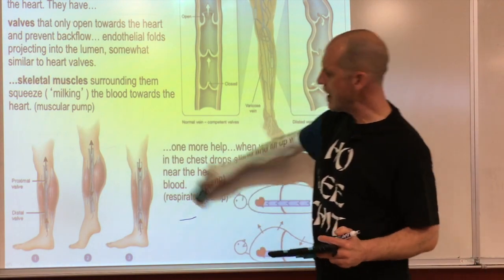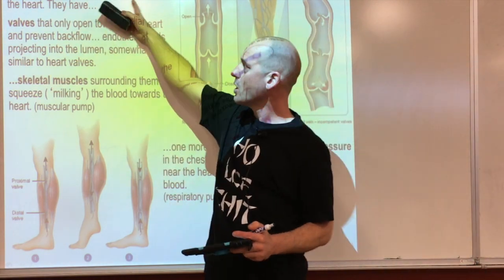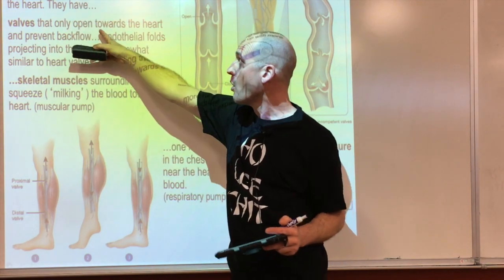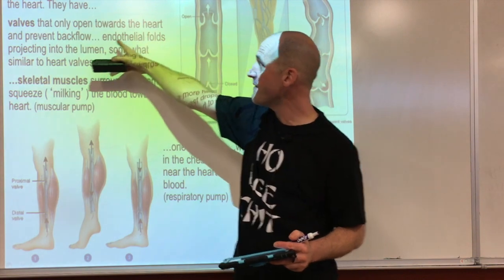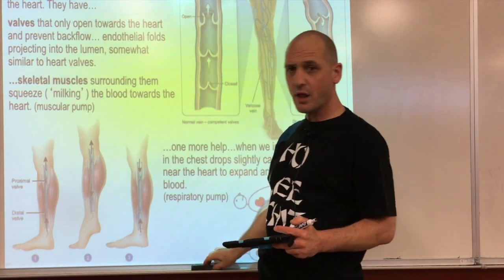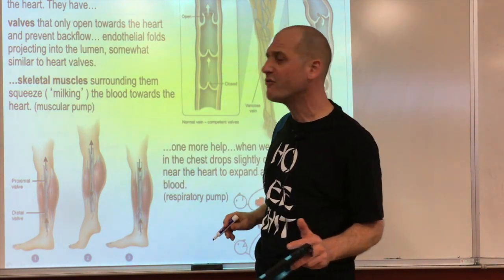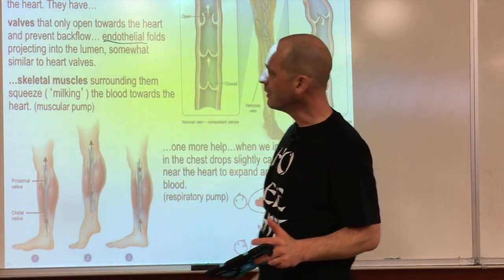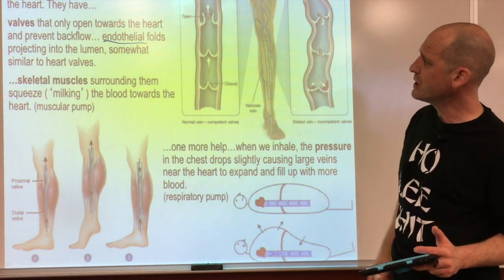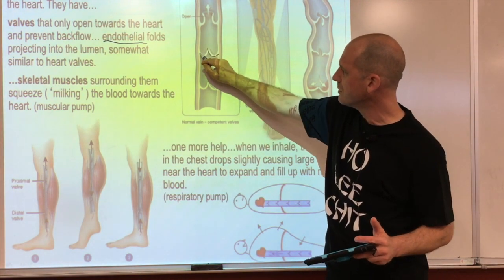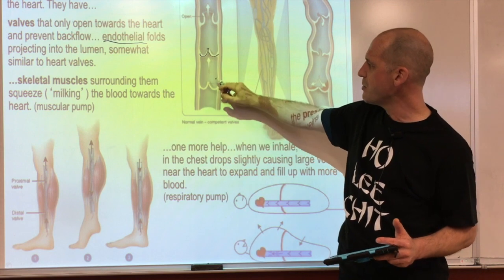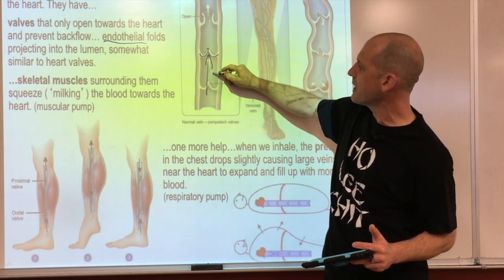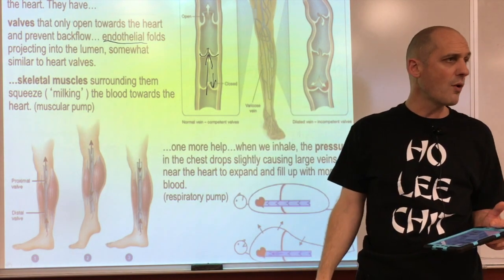So we need to then figure out how the heck these veins are going to bring that blood back to the heart. They have valves that open only towards the heart and prevent backflow. Instead of endocardial folds like the semilunar valves, these are endothelial folds that project into the lumen, somewhat similar to the heart valve. So they go like this, upward. And so when the blood moves upward, it cannot fall back.